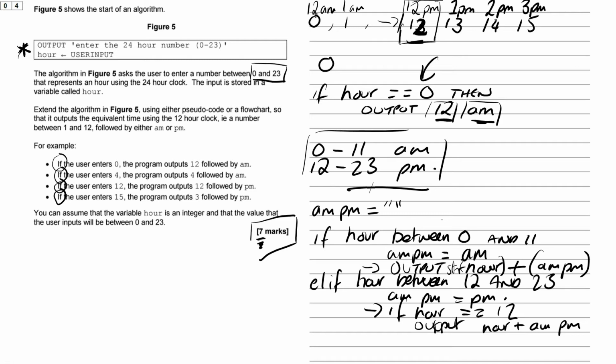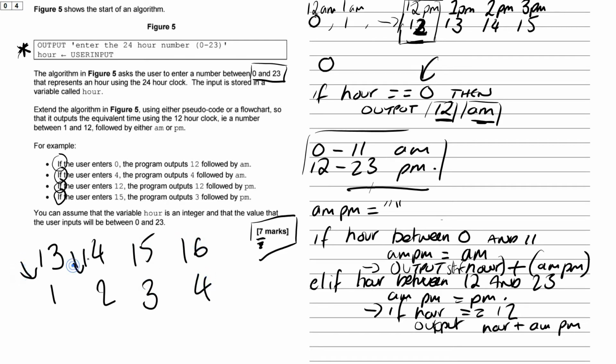So now we've got a little bit of maths to do, thinking about how do I get 13 to be 1 and 14 to be 2. So 13 is 1, 14 is 2, 15 is 3, 16 is 4. What maths is happening there? What pattern is happening? That's what we've got to look for, pattern recognition.